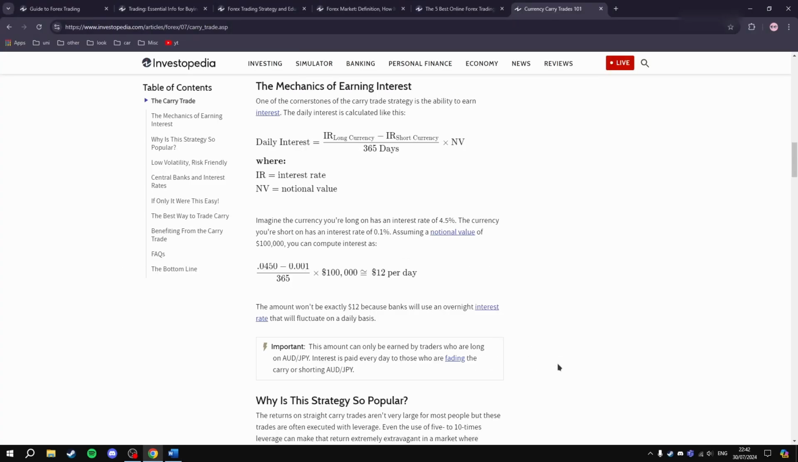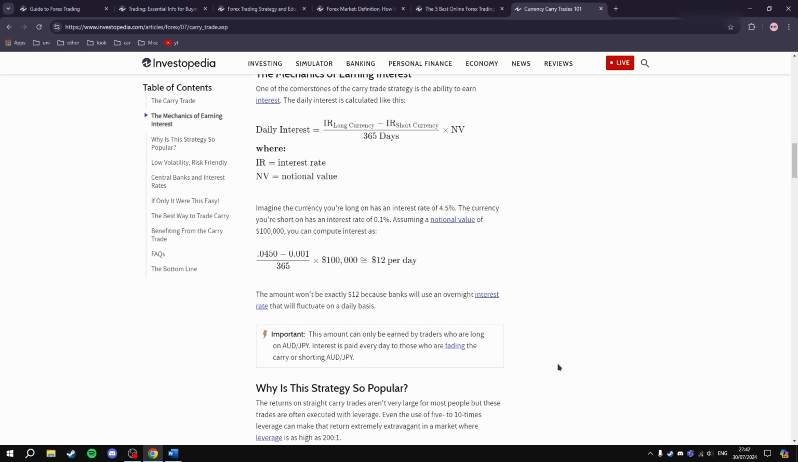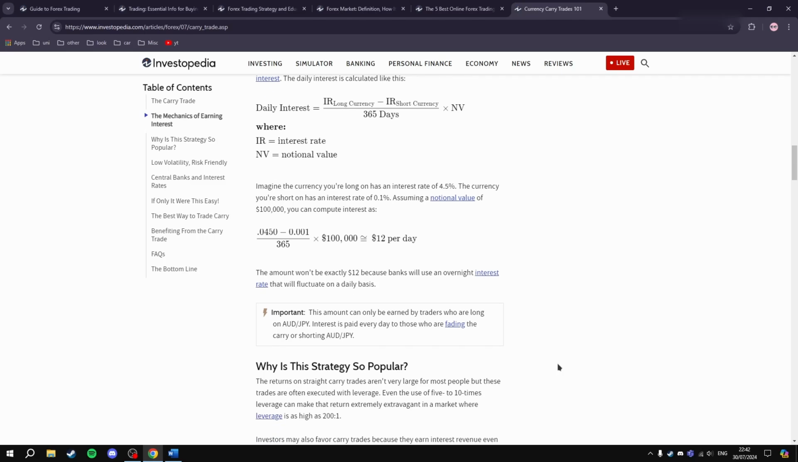Imagine the currency you're going long on has an interest rate of 4.5%, and the currency you're short on has an interest rate of 0.1%. Assuming a notional value of $100,000, you can compute interest as 0.450 minus 0.001, divided by 365, times 100,000, which is $12 per day. The amount won't be exactly $12 because banks will use an overnight interest rate that will fluctuate on a daily basis.